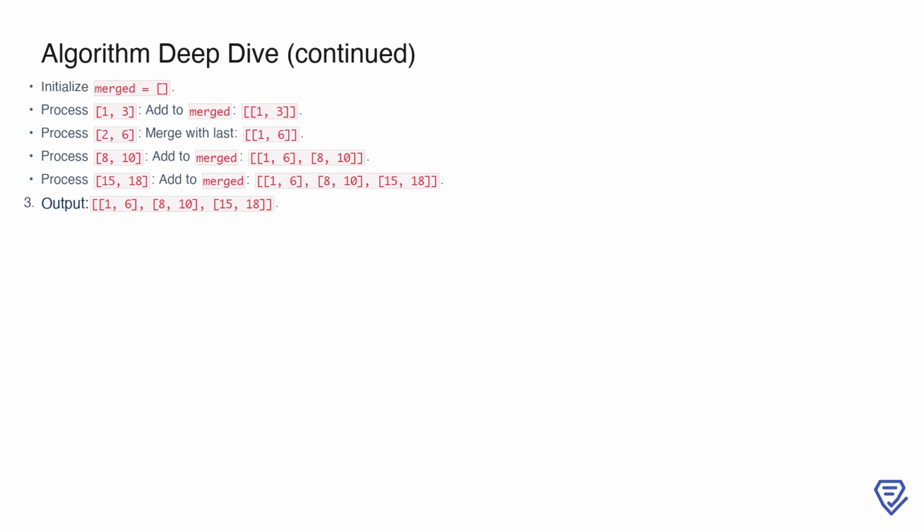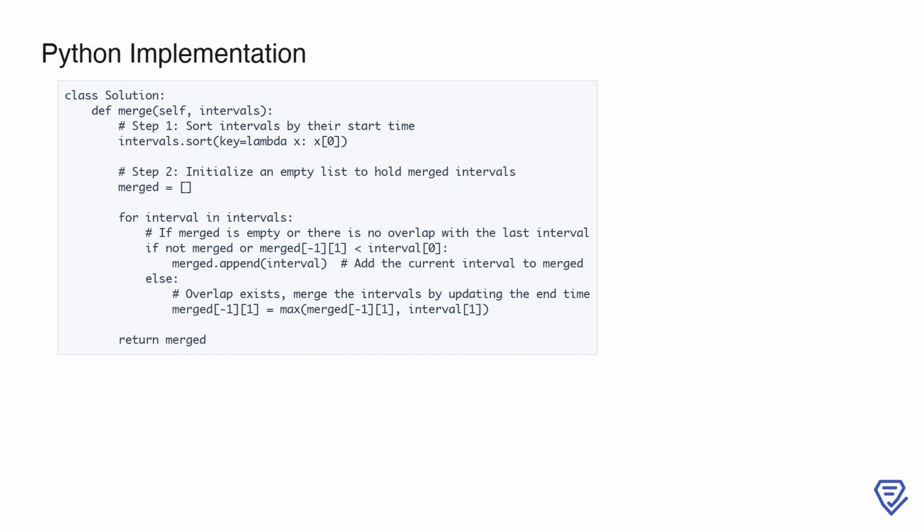Moving to [8,10], there is no overlap, so it's added directly, giving [1,6], [8,10]. Finally, [15,18] is processed and added to merged, resulting in [1,6], [8,10], [15,18]. The final output is [1,6], [8,10], [15,18], which represents the merged intervals. The provided Python solution efficiently solves the merge intervals problem.